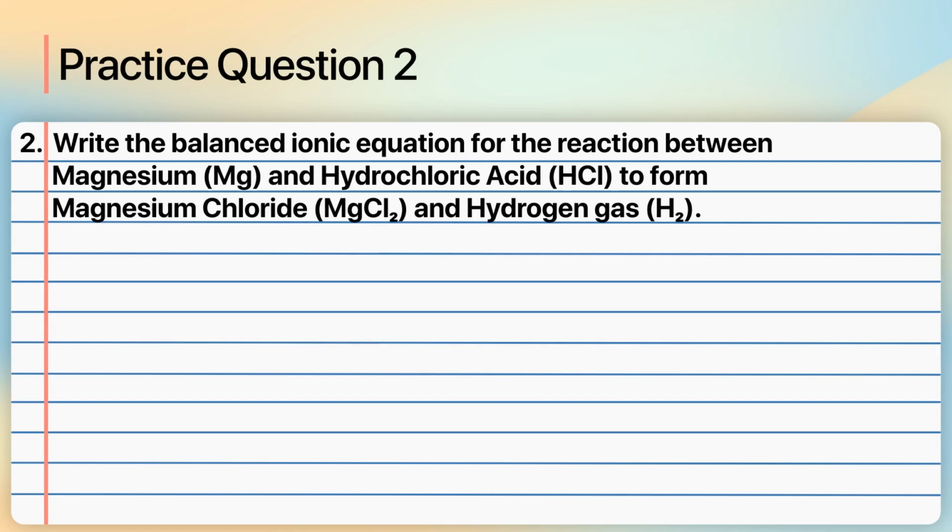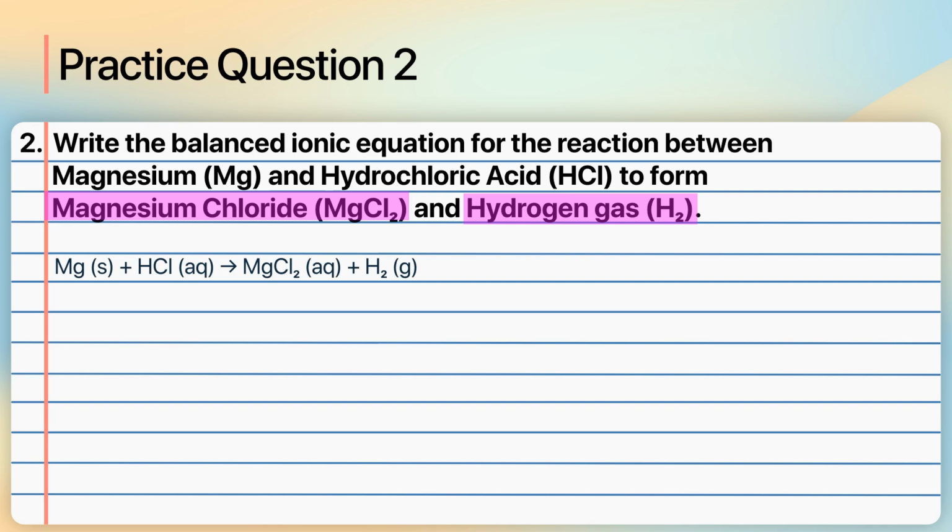Write the balanced ionic equation for the reaction between magnesium and hydrochloric acid to form magnesium chloride and hydrogen gas. Pause this video here before we go on to work it out. Our reactants are solid magnesium and aqueous hydrochloric acid, and our products are aqueous magnesium chloride and gaseous hydrogen. Therefore, the reaction equation is as follows.